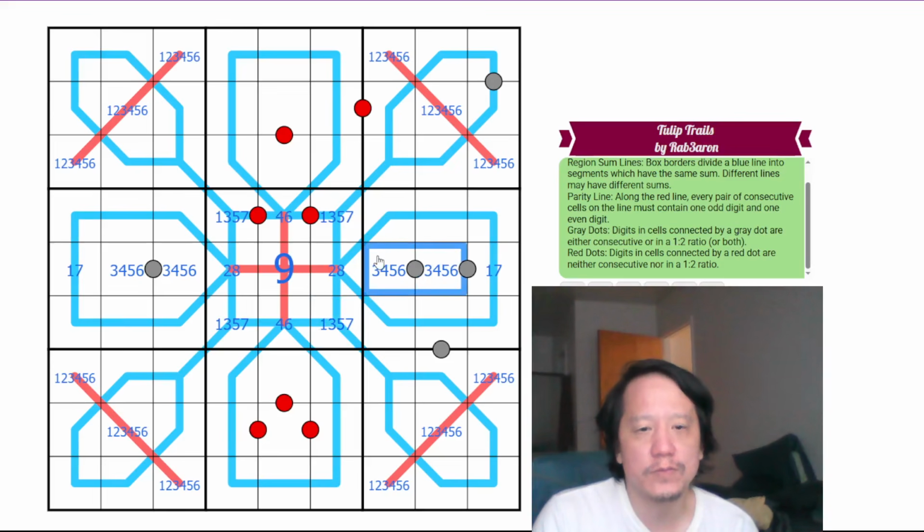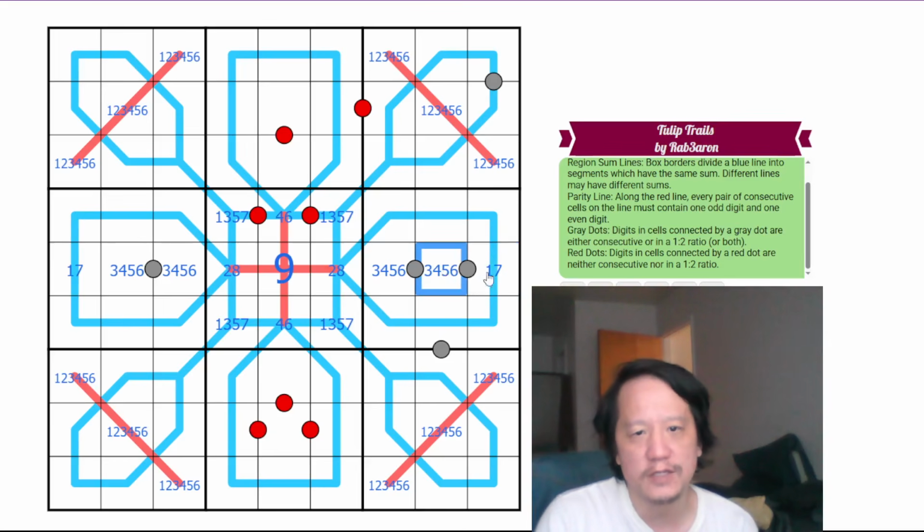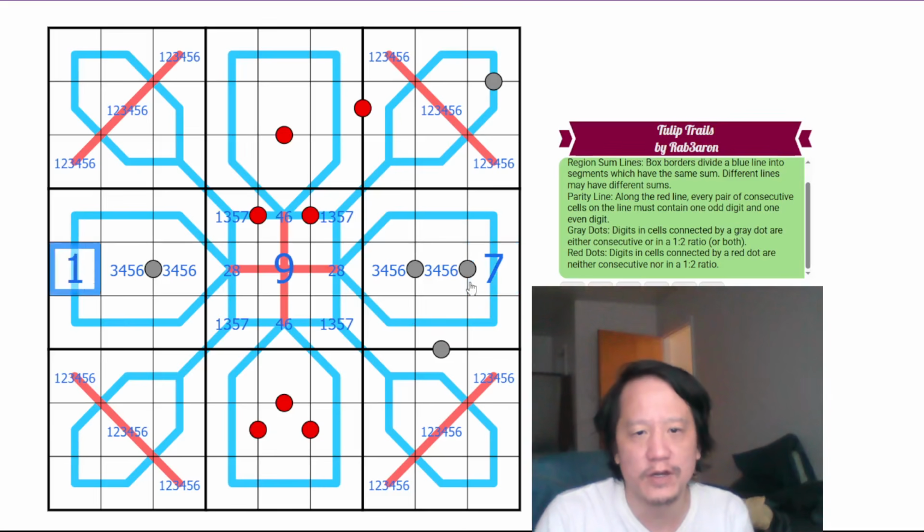So 1 is not in a 1 to 2 ratio. 1 is only in a consecutive or in a 1 to 2 ratio with 2. And this can't be 2, so this can't be 1 here. It's 7, which makes that 1 there.